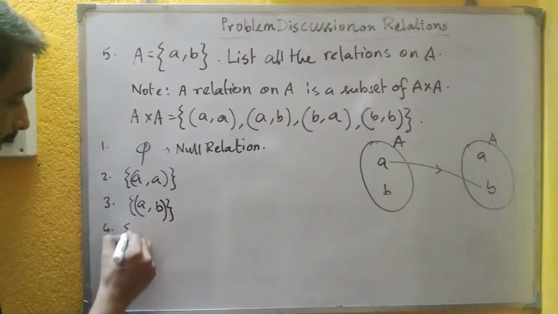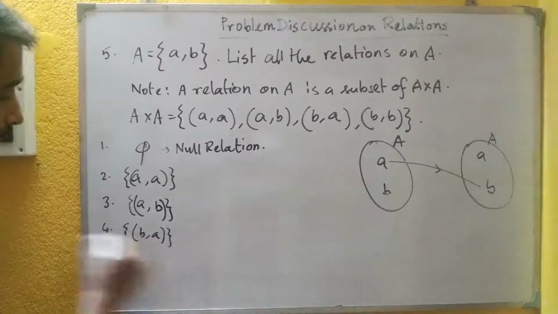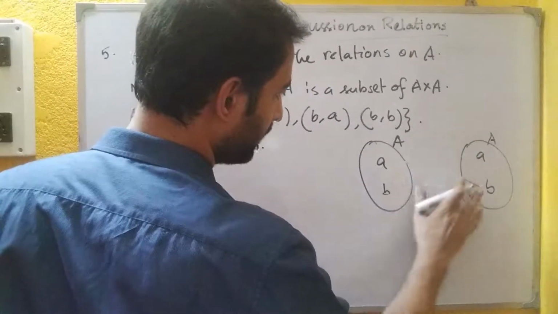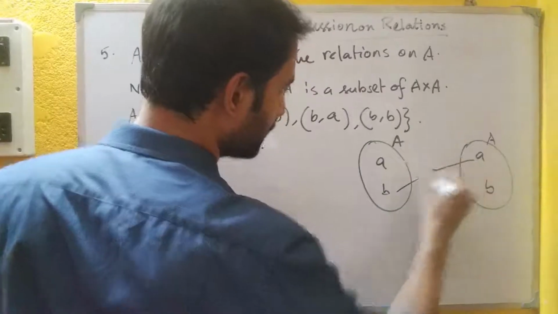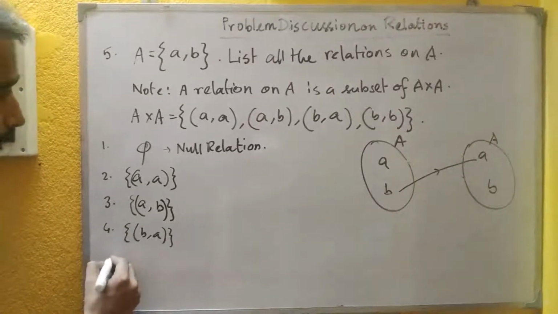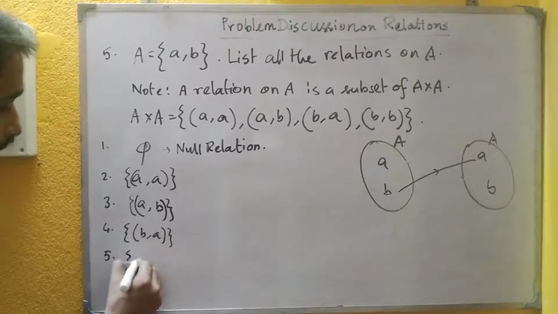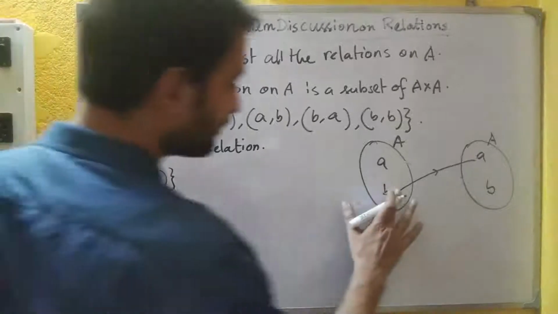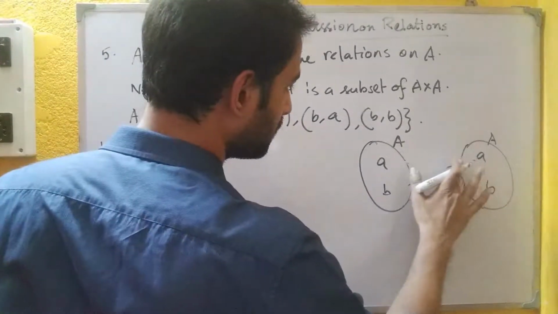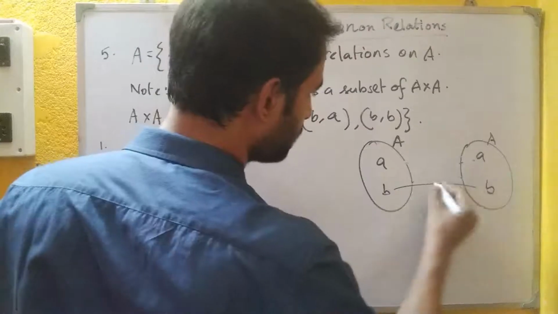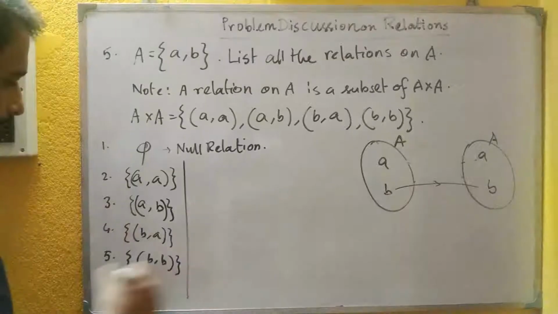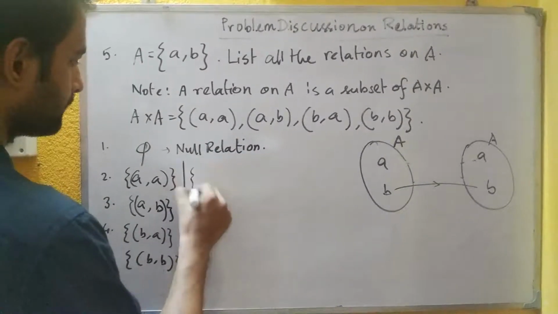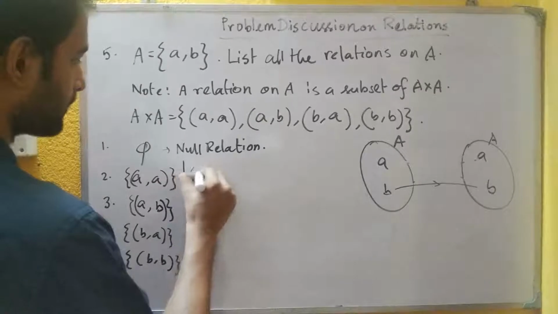Next, it is the set BA. That means B is related to A. So this will be the arrow. Similarly, the singleton set BB. That means B will be related to B. Now let us take all the two element sets. Number 6.